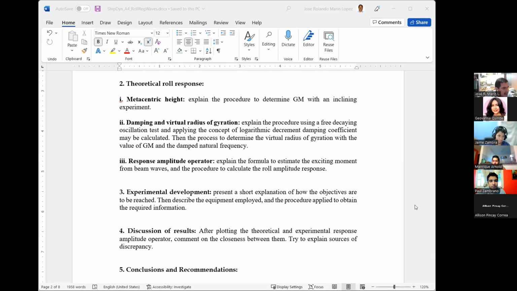Step 3, who's next? Mr. Delgado, please. Mr. Delgado, step 3. Response amplitude operator. Explain the formula to estimate the excitation moment from the beam wave and the procedure to calculate the roll amplitude response. Okay, so it's basically to explain how to do it. If you need to include a formula, include it there. Don't include too many details of the formula because there's not much space.